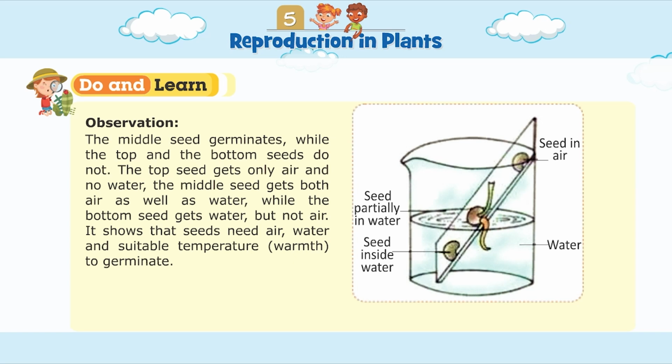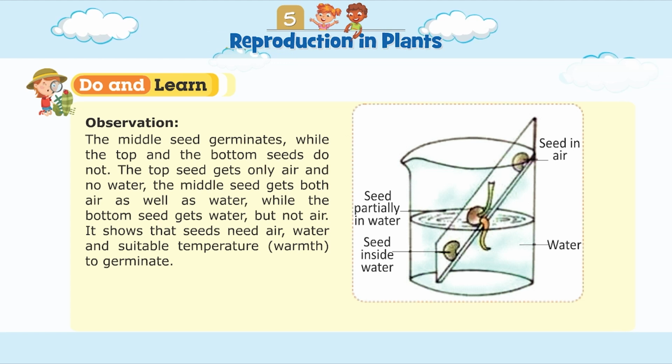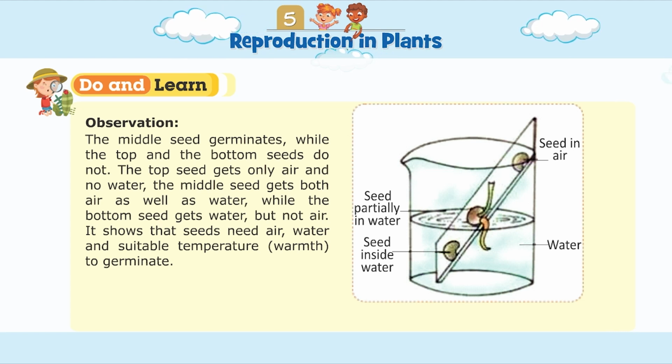Observation. The middle seed germinates while the top and the bottom seeds do not. The top seed gets only air and no water. The middle seed gets both air as well as water, while the bottom seed gets water but not air. It shows that seeds need air, water, and suitable temperature, warmth to germinate.